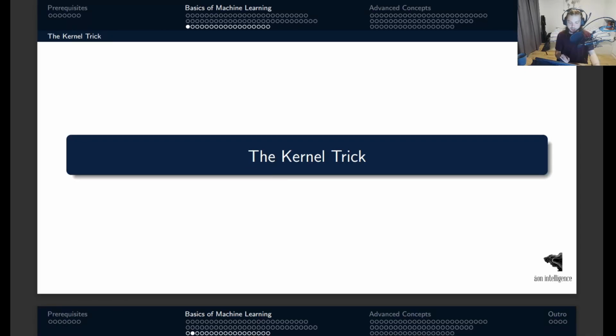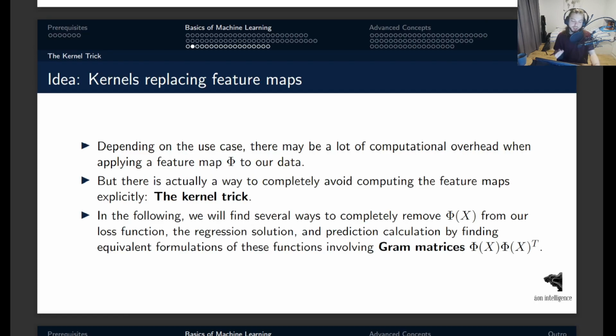Now in today's lesson, we are going to discuss the infamous kernel trick. If I had to condense the main idea behind kernels in one phrase, I would say that kernels replace feature maps. And what do I mean with this? Last lecture we've seen that we can apply nonlinear feature maps to our observations and still do linear regression on those feature mapped observations.